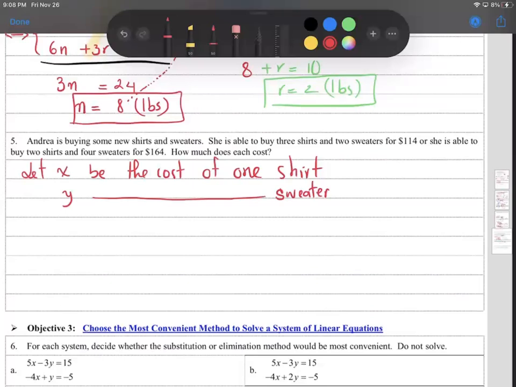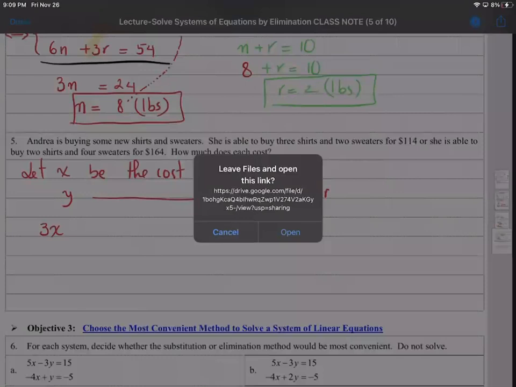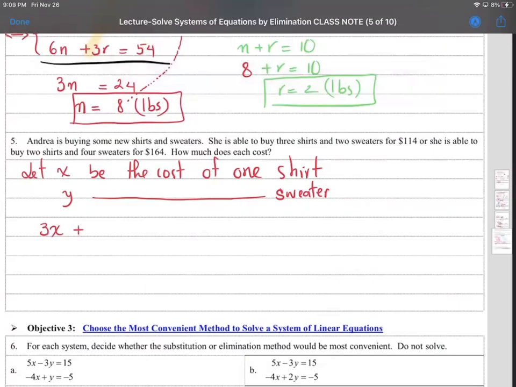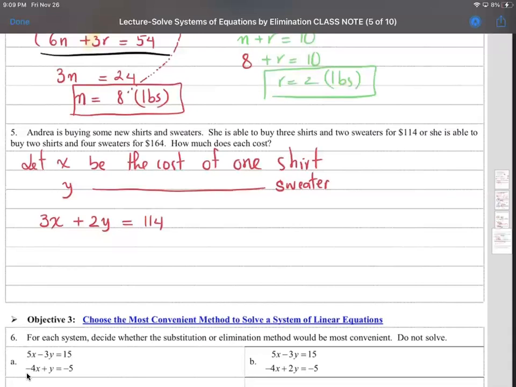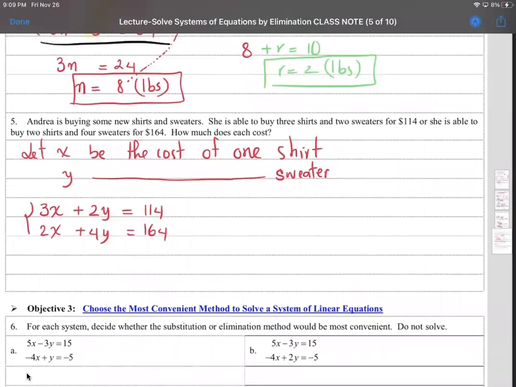For the first scenario, if she buys 3 shirts and 2 sweaters, it will cost her $114. So 3 shirts, 3x, where x is the cost of 1 shirt, plus 2 sweaters, so 2y, equals $114. And the second scenario, where she buys 2 shirts, so 2x, and 4 sweaters, so plus 4y, costs her $164. And now we solve the system of equations.